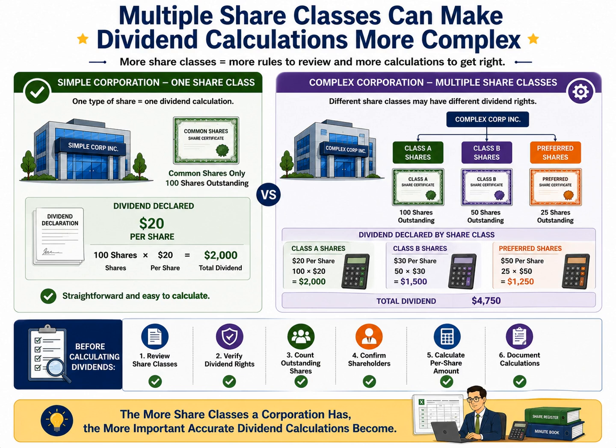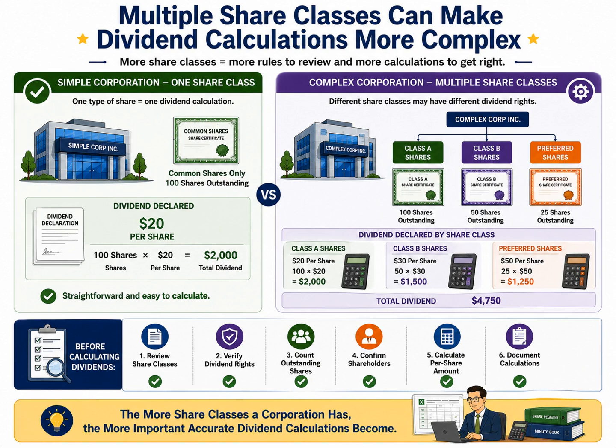Before any calculations are performed, the accountant should review the share classes, verify the dividend rights attached to each class, determine the number of shares outstanding, confirm the shareholders who own those shares, and then calculate the appropriate per-share dividend amounts. Just as important, all calculations should be documented and retained in the working papers. Proper documentation helps support the dividend declaration and provides evidence of the methodology used if questions arise later.